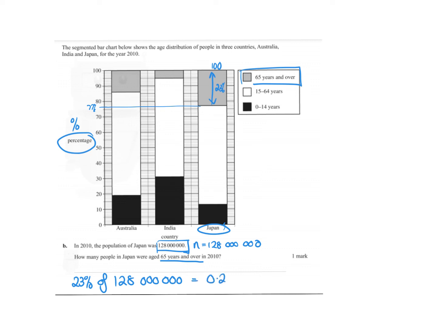So we change the percentage to a decimal by dividing it by 100. Then of becomes times, we've got 128 million. We just do that on our calculator, and we end up with 29 million. Sorry, it's 29,440,000 people. All right.